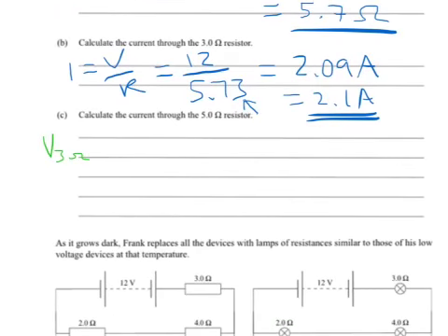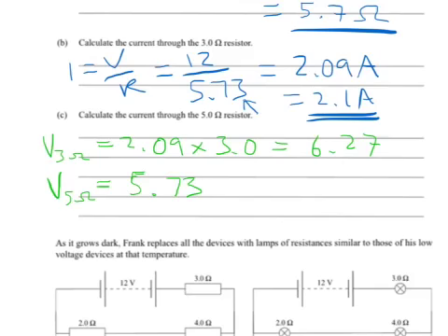Okay, so the voltage across the 3 ohm is the current 2.09, using the unrounded value, times the resistance, which is 3.0 ohms. That gives us a voltage of 6.27, which means there's 12 minus 6.27 volts across the 5 ohm, or the parallel section. This is 12 minus 6.27, 5.73, is that right? Yep. Oh, that's interesting, because it's the same as the resistance calculated in parallel. I wonder if there's a trick in that.